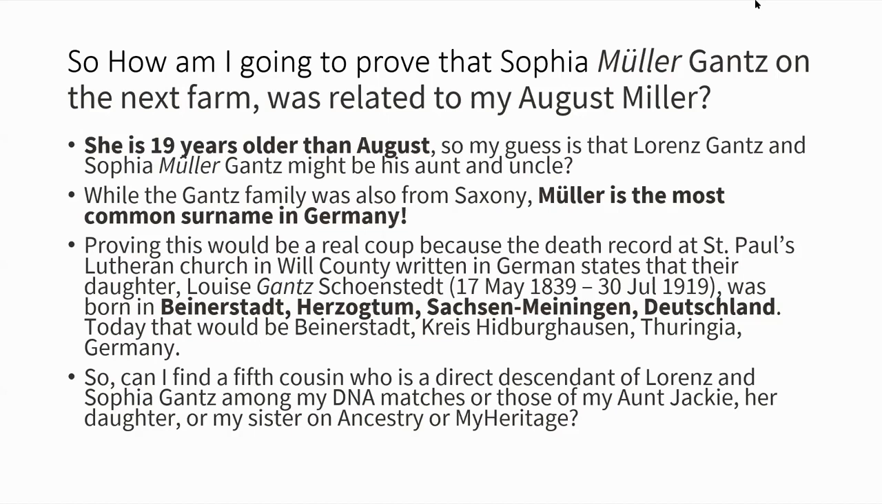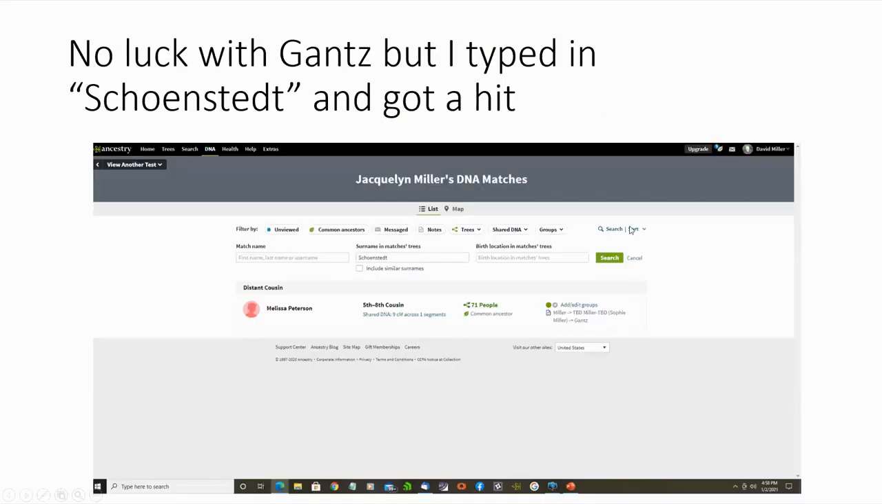So the question is, can I find a fifth cousin who is a direct descendant of Lorenz and Sophia among my DNA matches, or those of my Aunt Jackie, her daughter, or my sister on Ancestry? Well, I had no luck when I typed in Gantz, but I typed in another name instead, and I got a hit. One Melissa Peterson. I looked at her family tree and said, wow, that's the family. She just didn't go back one more generation with her tree.